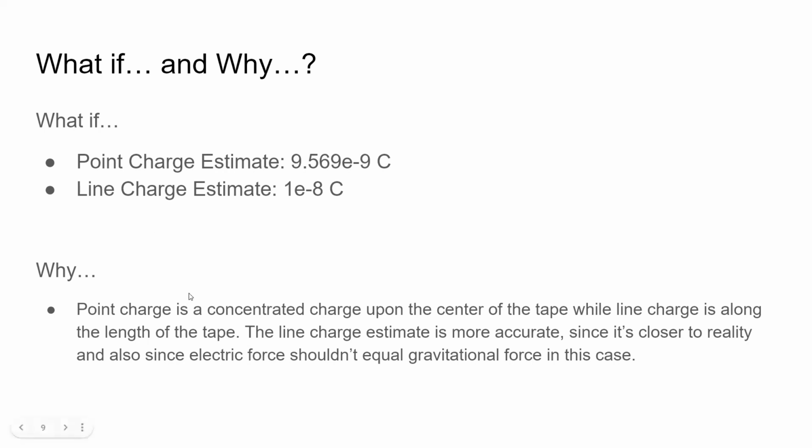Going into why: the point charge is a concentrated charge at its center, while the line charge is along the length of the tape, which is a more accurate representation of what it is in reality. And in that case, the electric force wouldn't equal the gravitational force because eventually the tape is going to go back to where it was. It's not going to stay risen up from the electric force.